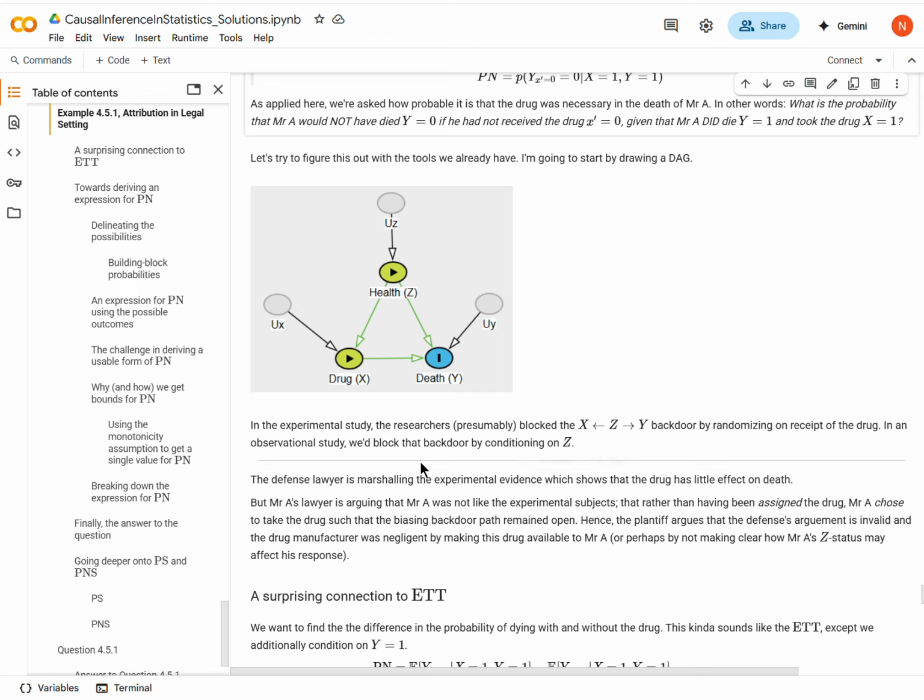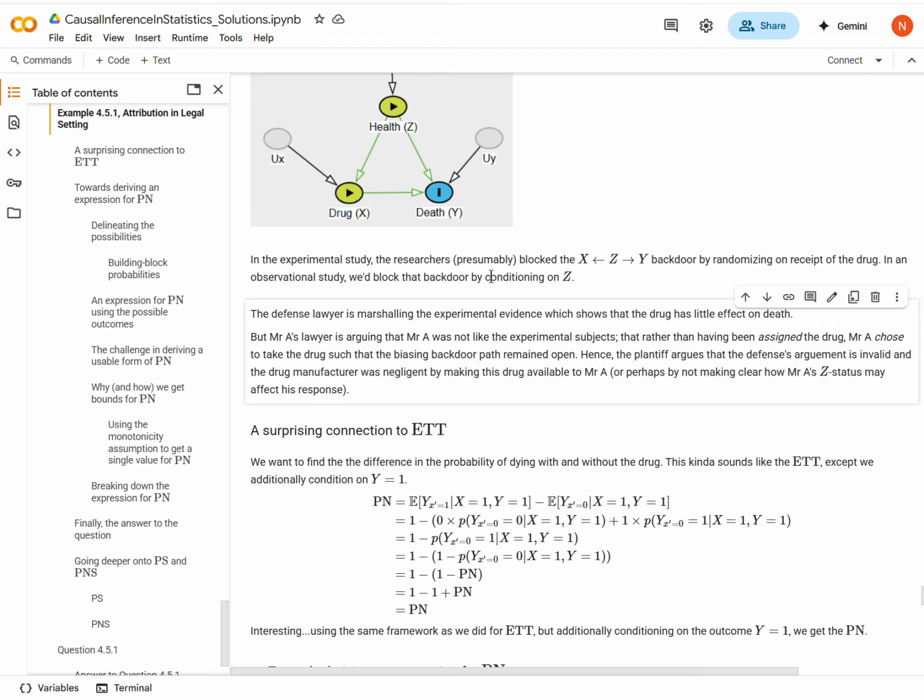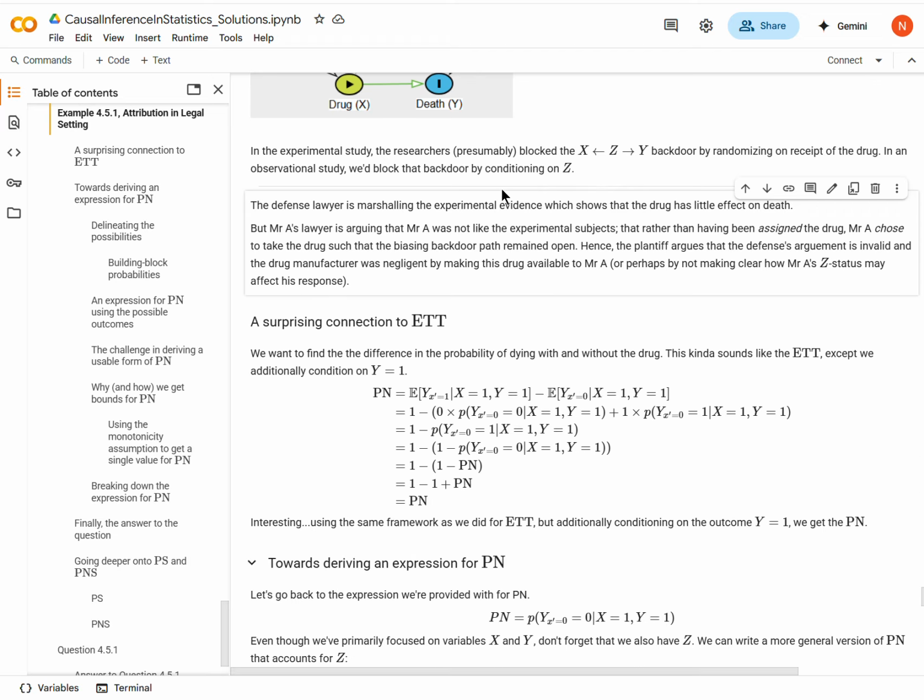So I take the question to be saying that Mr. A's lawyer is arguing that the drug company was negligent because they made the drug available to somebody like Mr. A for whom there is not experimental data. I think that must be the genesis of their claim. I'm not a lawyer, I don't know, but I think that's what's going on.